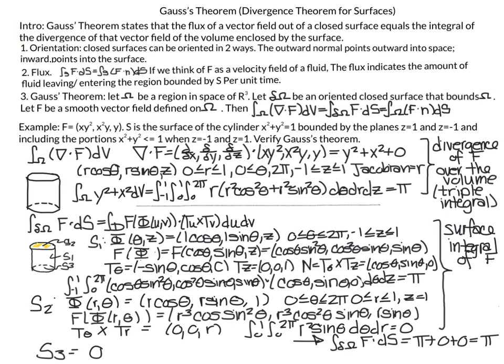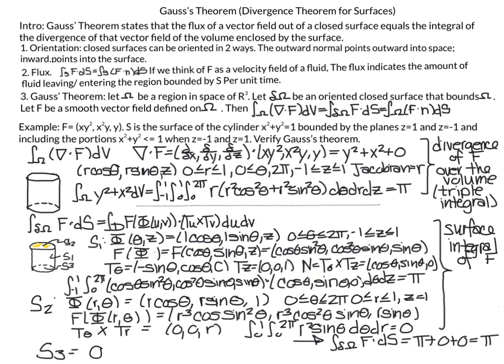So one of the first things we need to talk about is orientation. Closed surfaces can be oriented in two ways. The positive orientation is the outward orientation, where the normal points outward into space. So if you have a box or a ball, the outward orientation is outside the box or out of the ball. The inward or negative orientation points inward toward the surface.